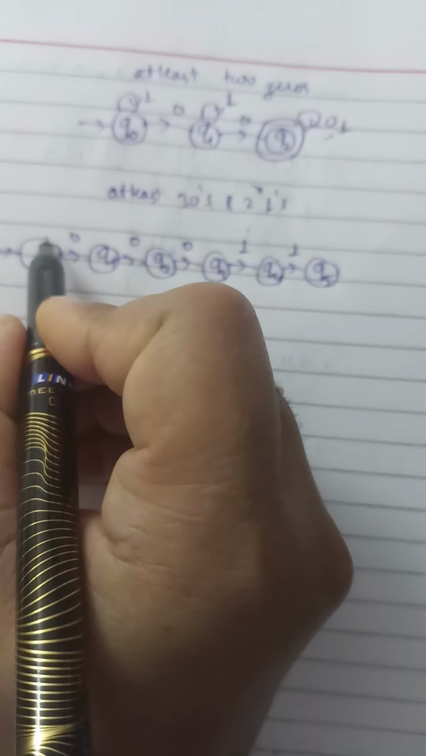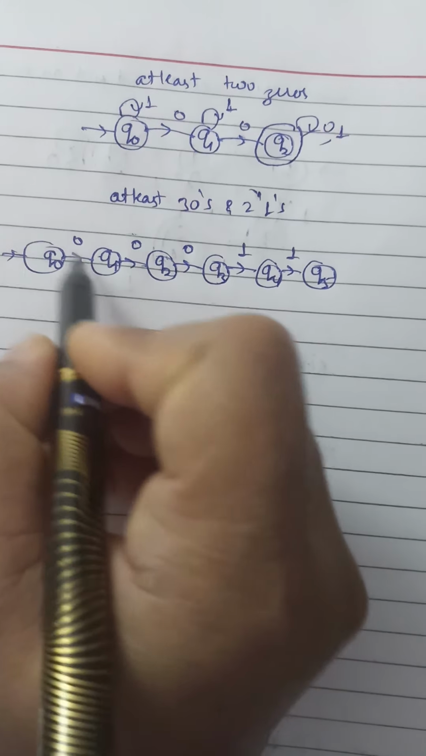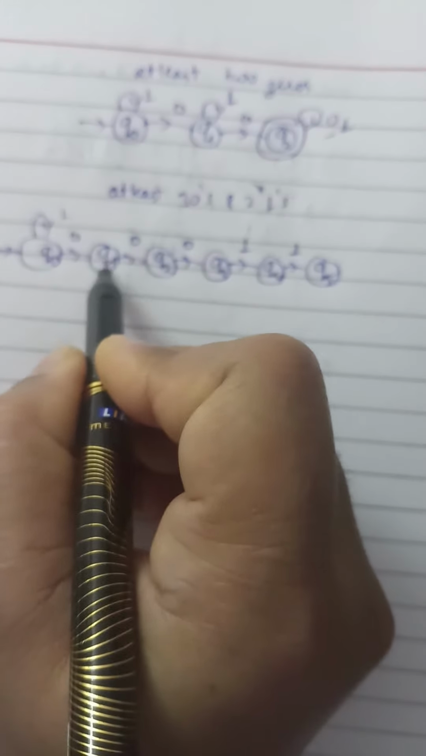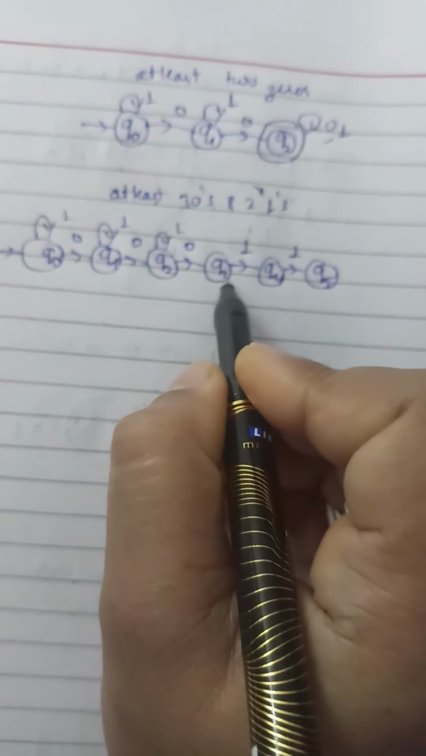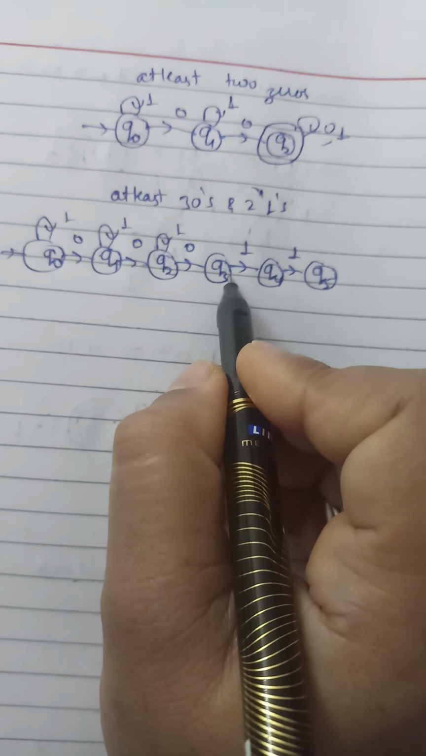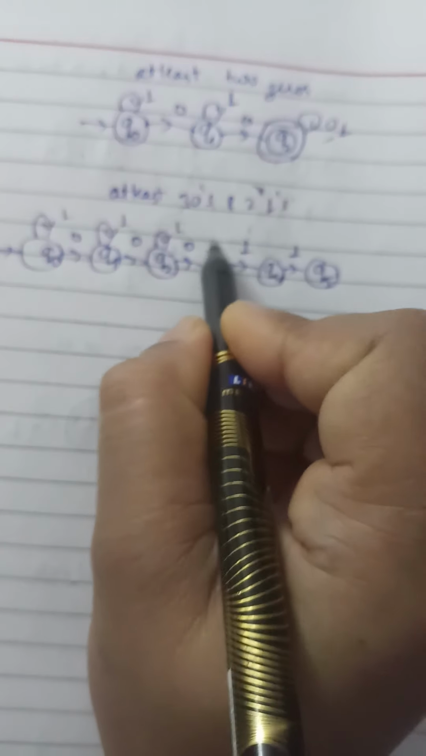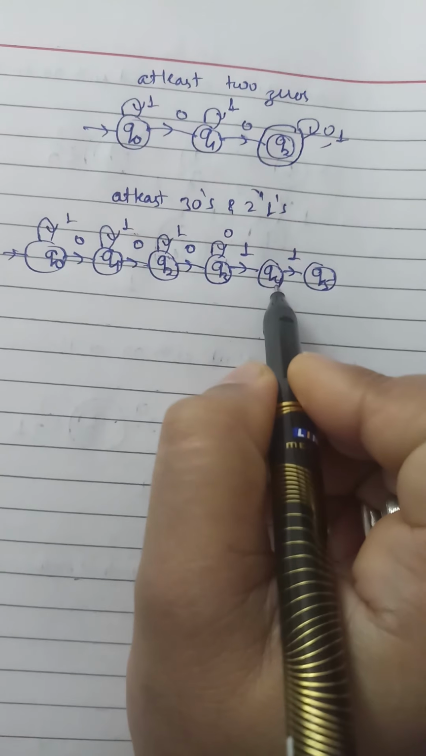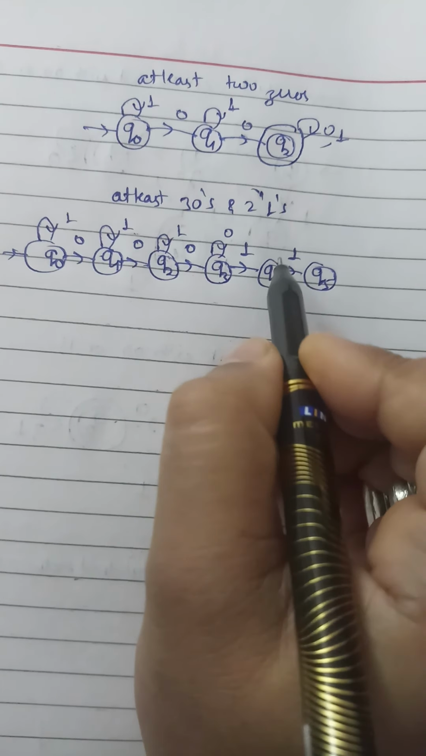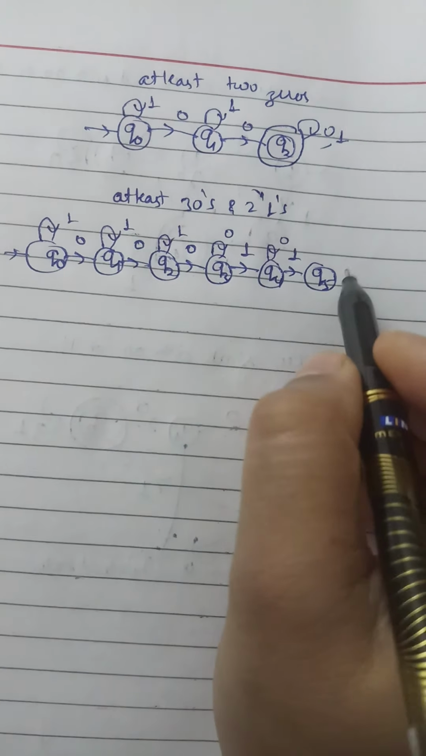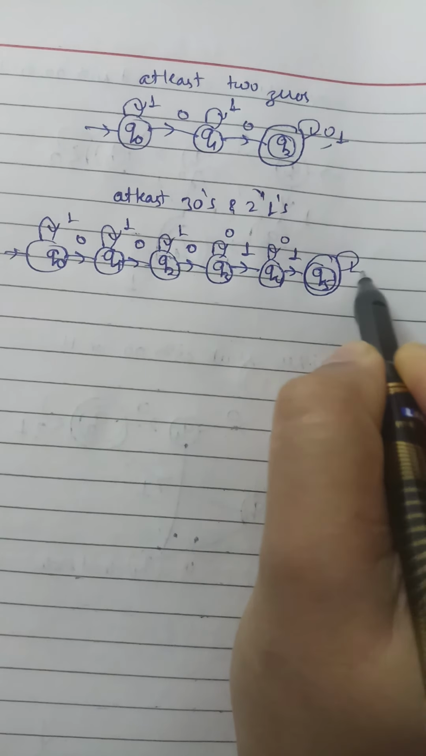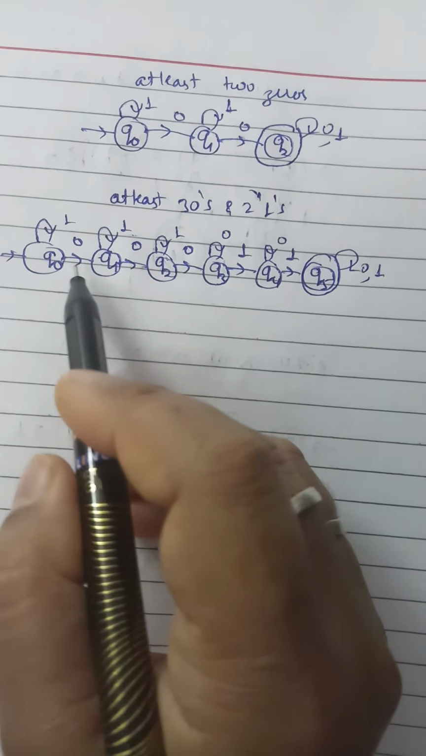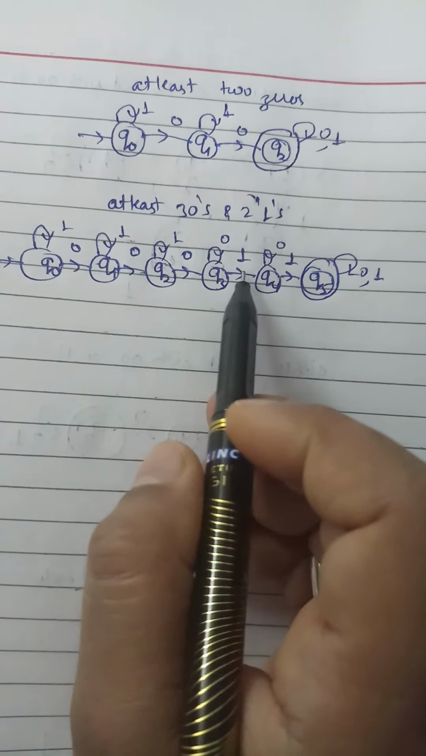Then here 0 is there, so we will make a loop of 1. Here 0 is there, so we will make a loop of 1. There is a 0 transition from Q2, so we will make a loop of 1. From Q3 there is a transition on 1, so we will make a loop of 0. Here from Q4 there is a transition on 1, so we will make a loop of 0, and we make Q5 a final state, and on Q5 we will make a loop of 0 1 because at least three zeros should be there and two ones should be there.